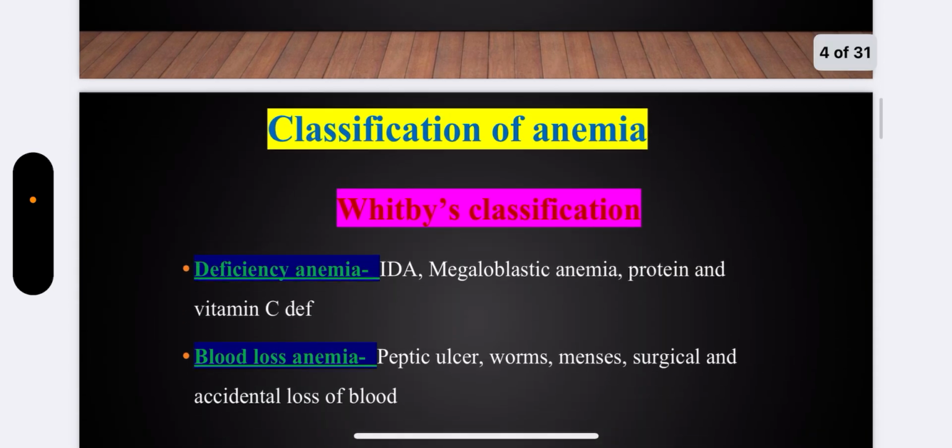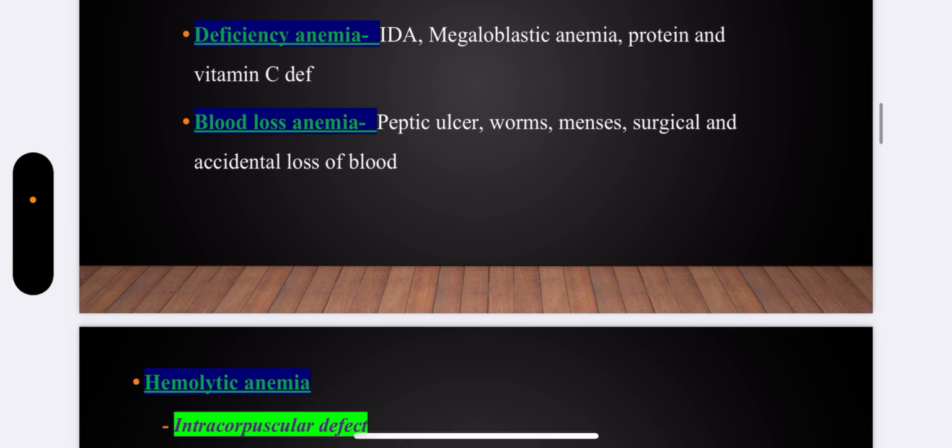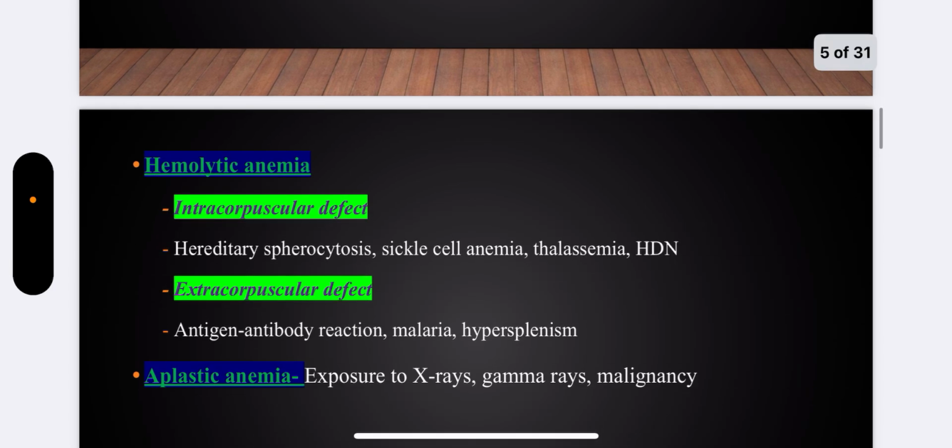Coming to the classification of anemia, first is by the Whitbread's classification, deficiency type of anemia. That can occur because of deficiency of certain factor, for example, deficiency of iron, vitamin B12, folic acid, proteins, vitamin C. Blood loss type of anemia. Haemolytic anemia, it can occur because of intracorpuscular defect. Intra means inside corpuscular cell.